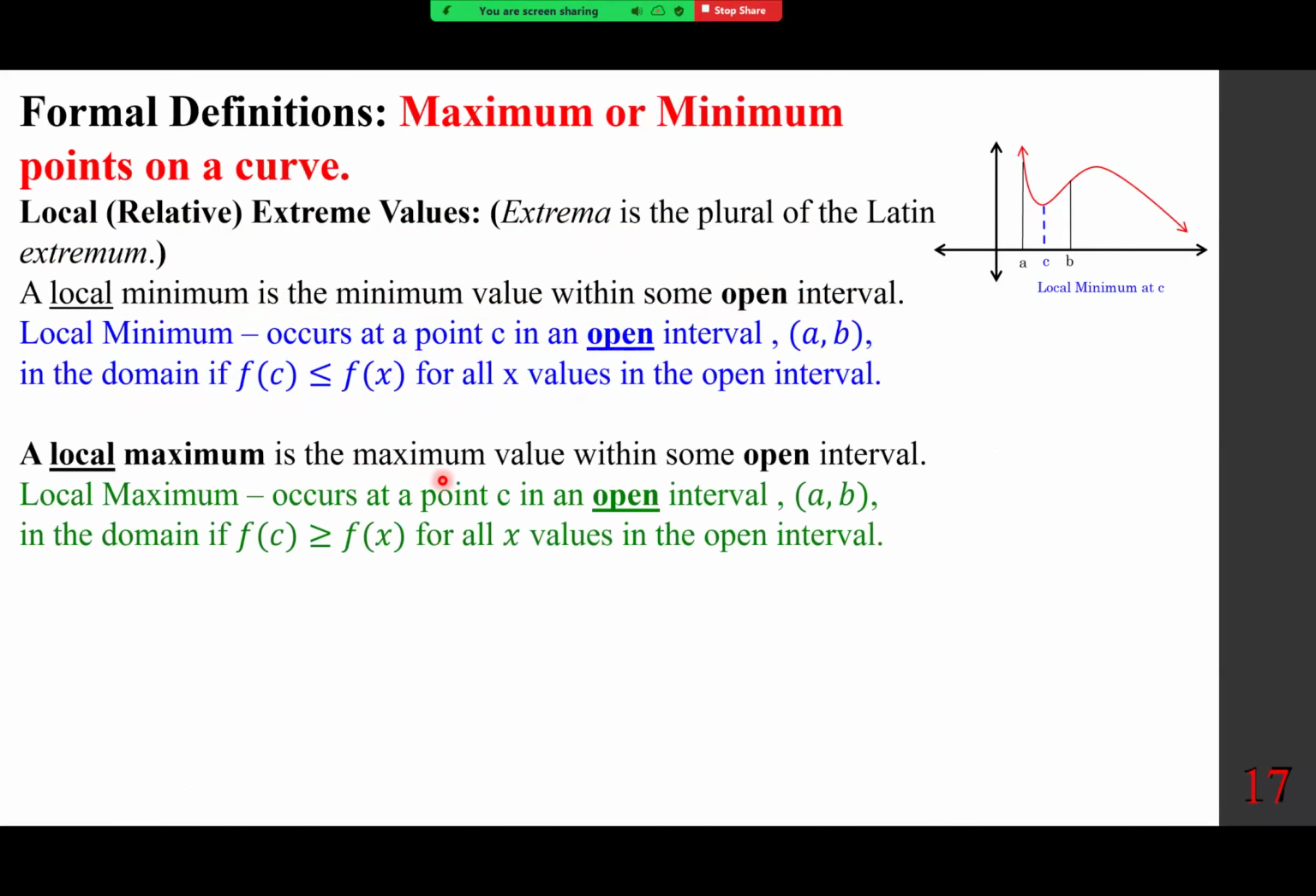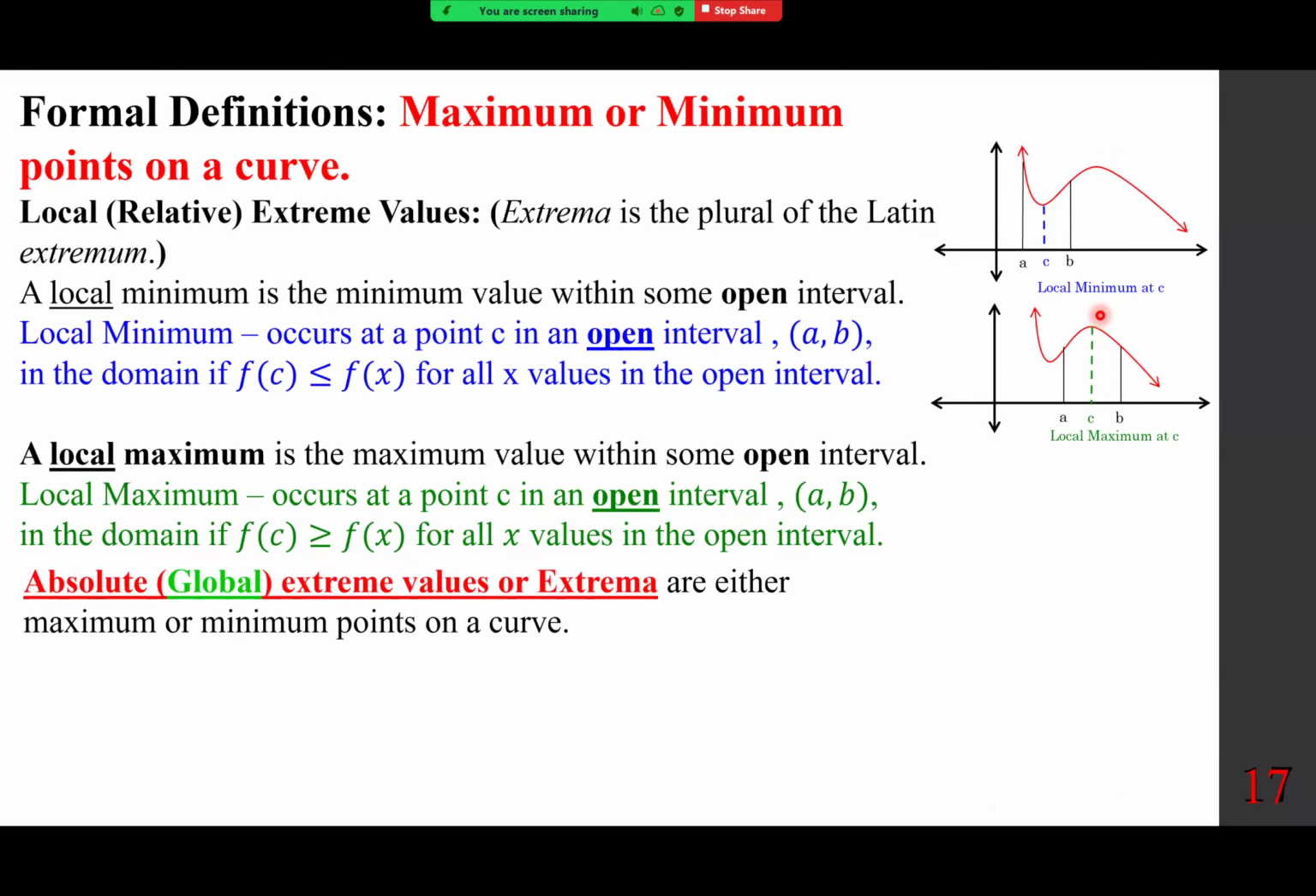A local maximum is the maximum value within some open interval. A local maximum occurs at the point C in an open interval a to b in the domain if f of c is larger than f of x for all x values in the open interval. So as I mentioned, this is a local max. Now, what about absolute, also known as global extreme values or extrema? They are either maximum or minimum points on a curve.